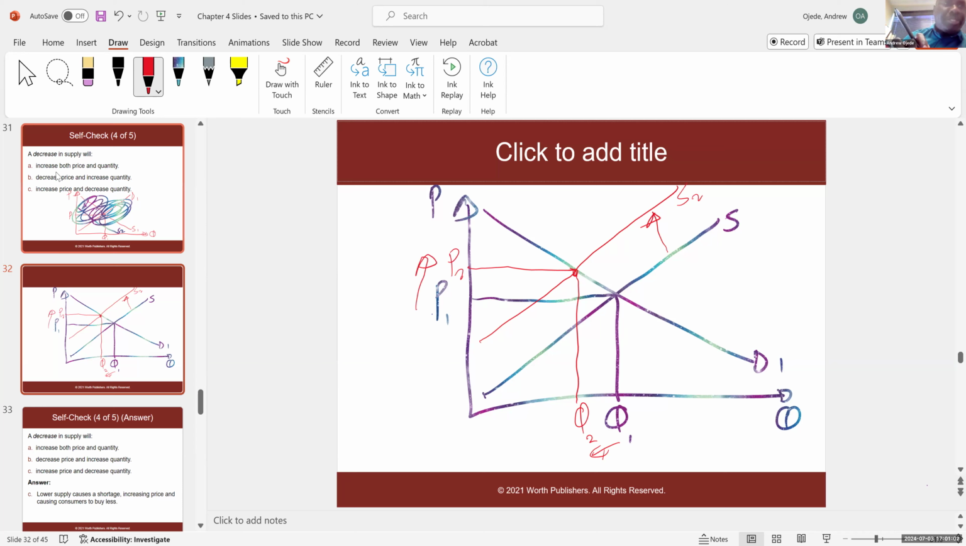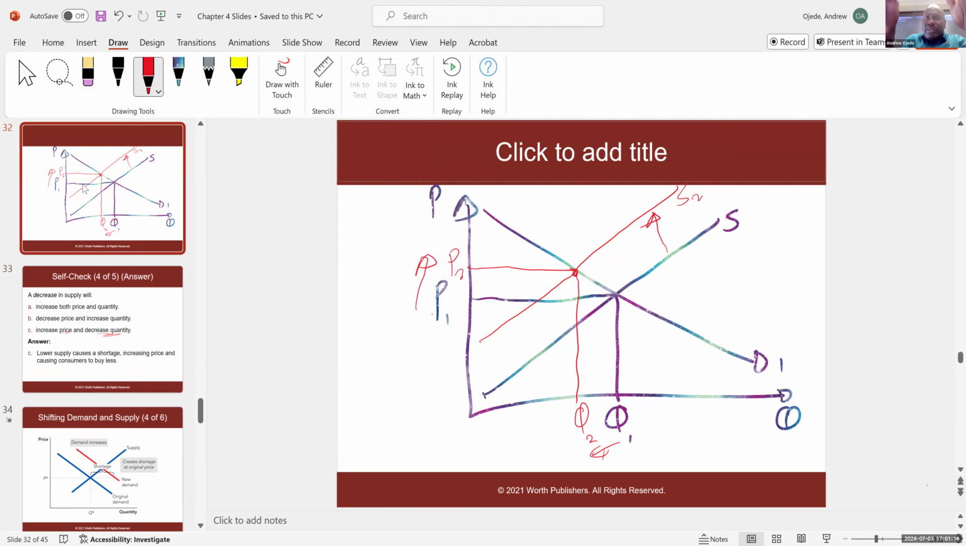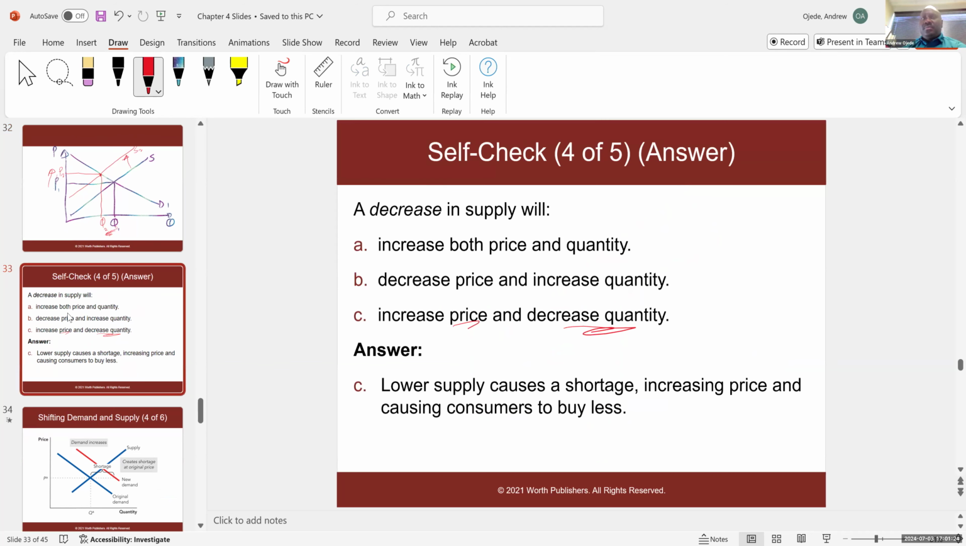Okay? So the correct choice here is that a decrease in supply is going to lead to an increase in price and decrease in quantity. So C is the correct choice. You can see it from your graph. You draw and you can see when you decrease supply, equilibrium quantity is going to decrease and equilibrium price is going to go up. So the correct choice has to be C.